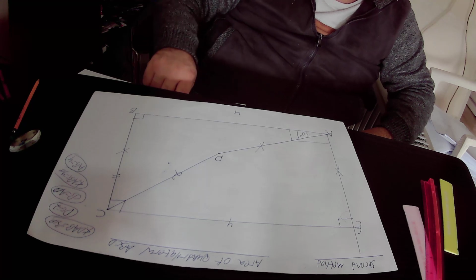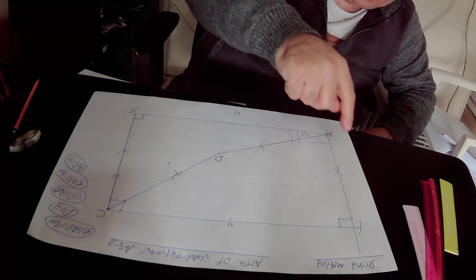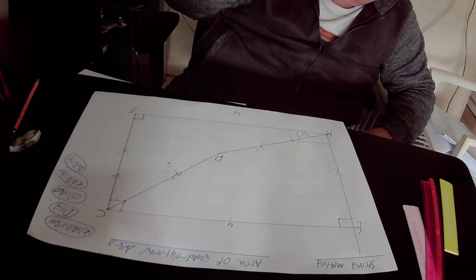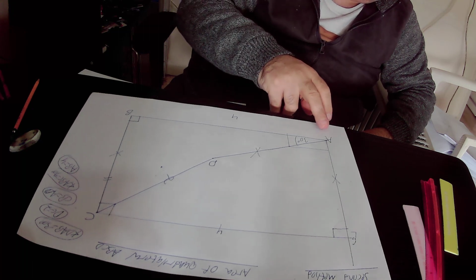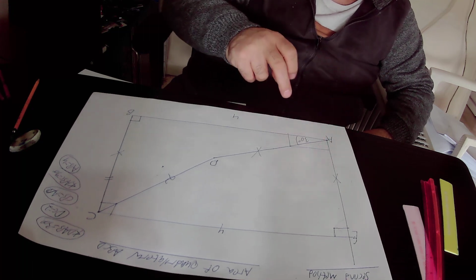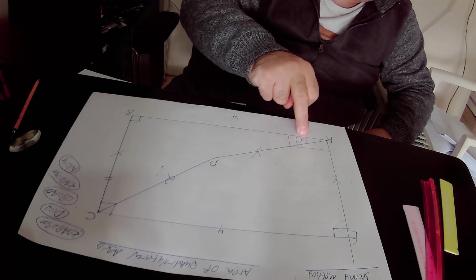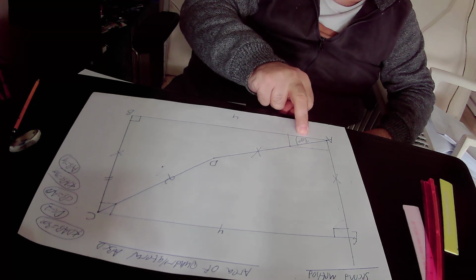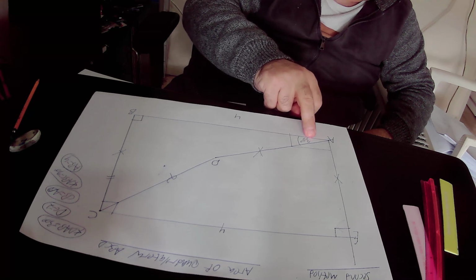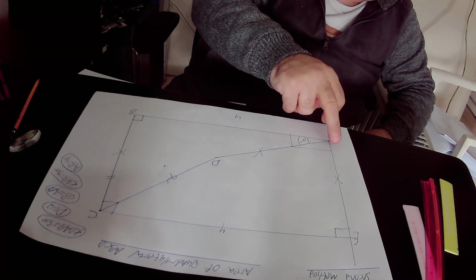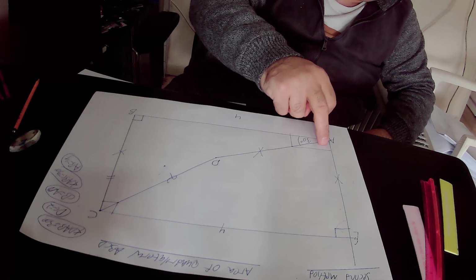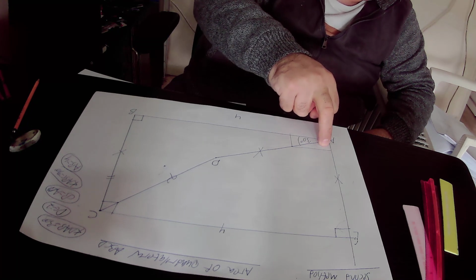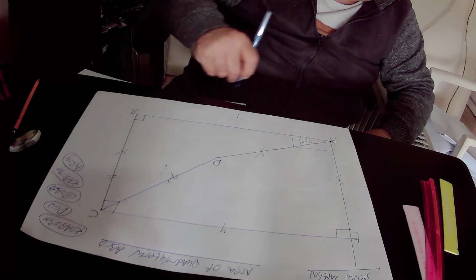And what is the value of angle EAD? The value of angle EAD will be equal to 90 degrees minus 30 degrees. Because if you subtract this angle that is 30 degrees from the right angle that is 90 degrees, we get this angle, that is to say, this angle will be equal to 60 degrees.